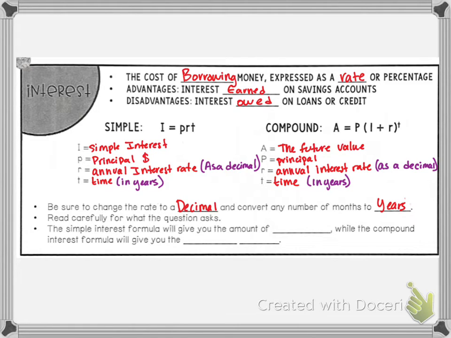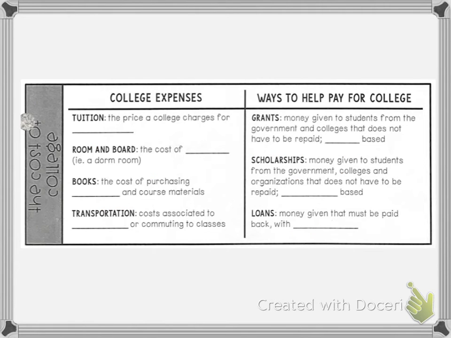The next one says, read carefully what the question asks, because sometimes it's simple, sometimes it's compound. If it doesn't say what it is, assume that it's going to be simple. And then the simple interest formula will only give you the interest, while the compound interest gives you the formula for the future value. So it's the interest plus how much you are actually spending, or the total amount, right? Future value.